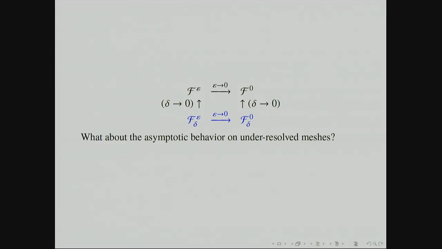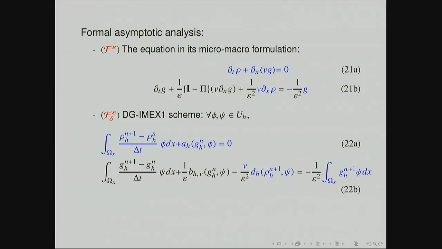Now we want to see what will happen when epsilon approaches zero, this asymptotic behavior. First, we'll look at everything on the formal level. Then we want to prove it. On the formal level, here is the reformulated equation in rho and g. This is the scheme. Everything outlined in blue are the terms that are formally dominating. When epsilon is small, they are larger. Then we'll send epsilon to zero, so essentially all the terms in blue will stay, at least formally.